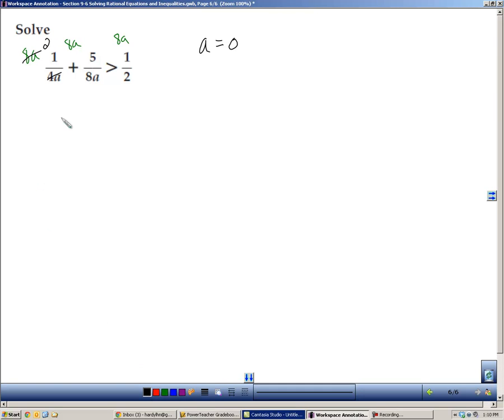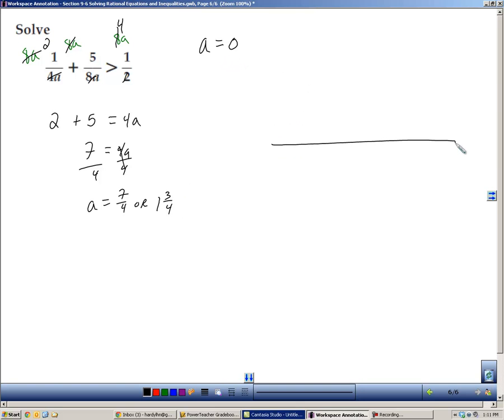Here we'll get a 2. 2 times 1 is 2. Here we'll get a 5. And here we'll get a 4a. Well, except we're going to use the related equation, so we'll use an equal sign. So this is really 7 equals 4a, dividing by 4. So a equals 7/4, or we could even use 1 3/4 if that helps. So my solution is 1 3/4. My excluded value is 0.